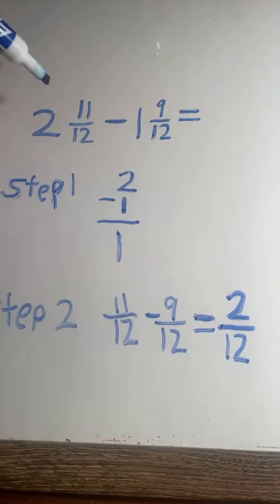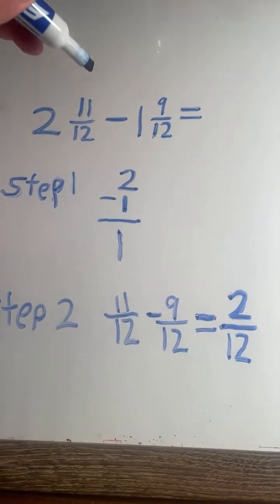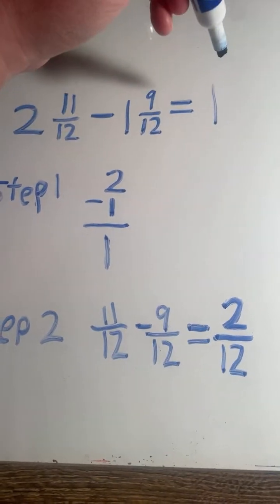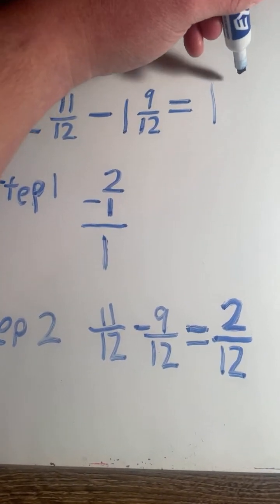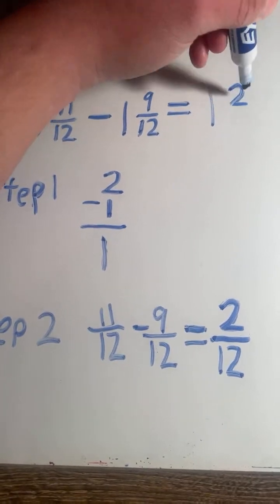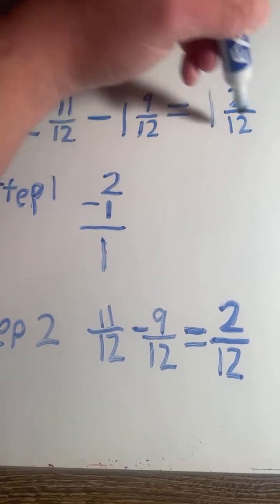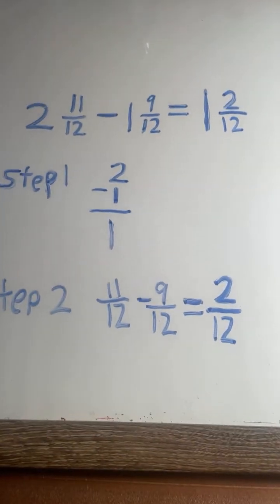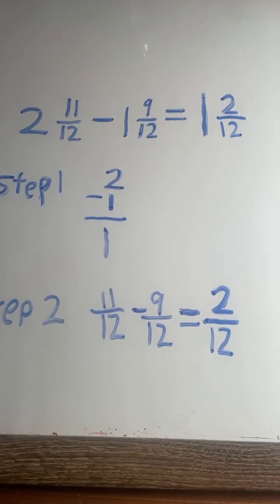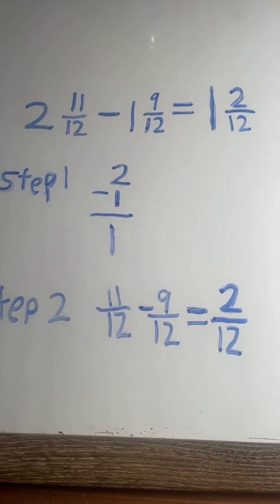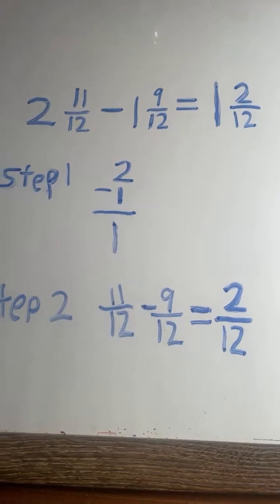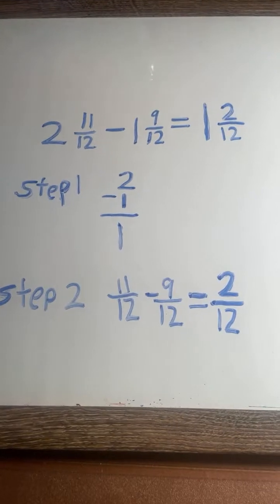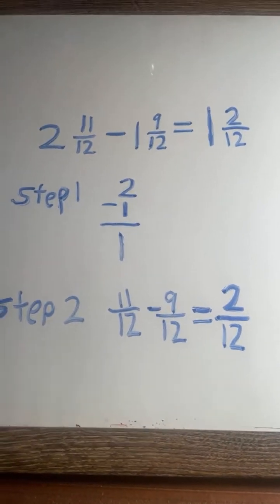So 2 and 11/12 minus 1 and 9/12 equals 1 and 2 twelfths. Now that 2 twelfths is not in lowest terms. That can be reduced to sixths. But as I've said in previous videos, reducing fractions to lowest terms, I usually like to make that its own video. So we're going to leave that as is for the answer.